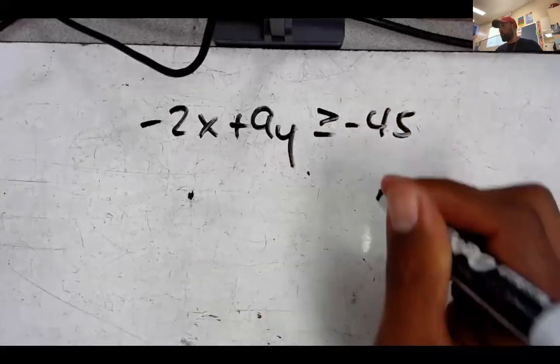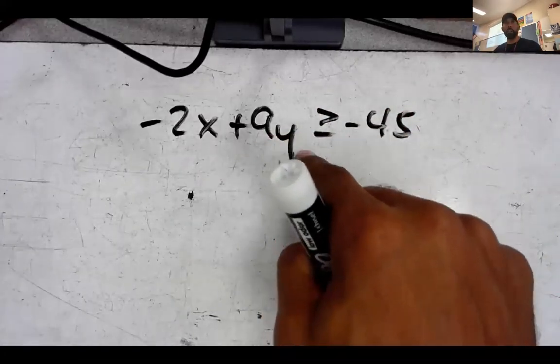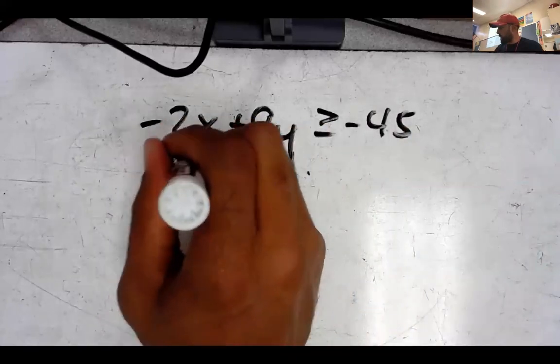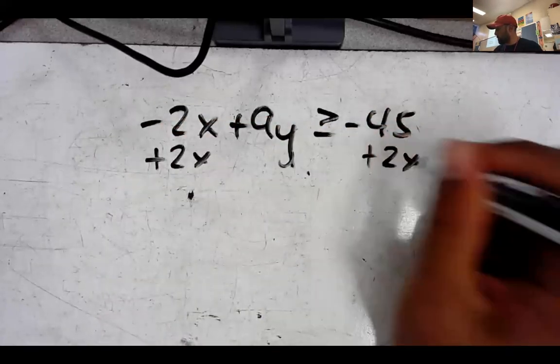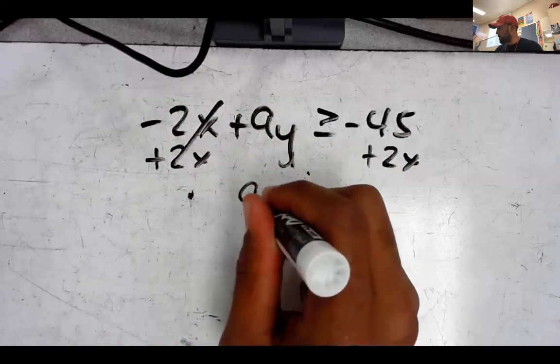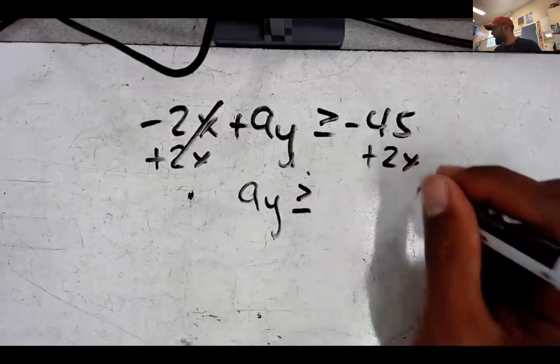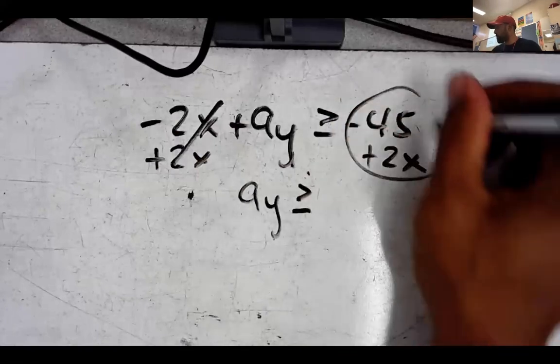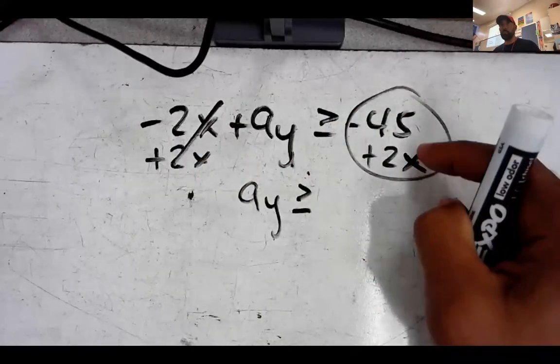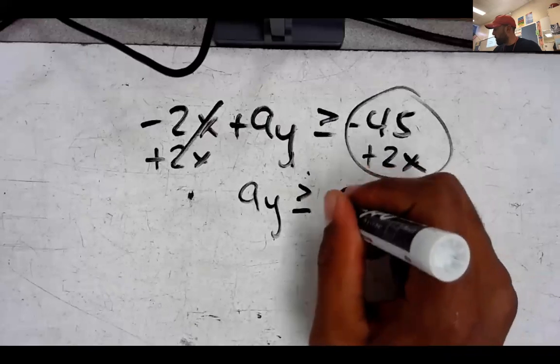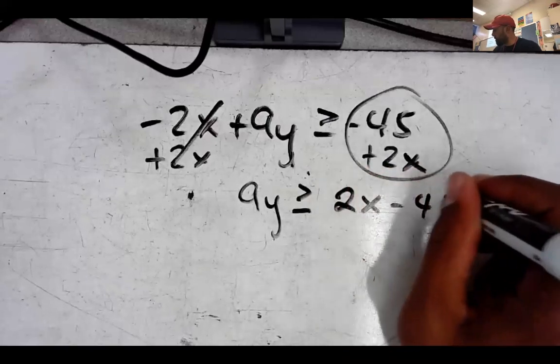All right, so now what I have to do is I got to get that y by itself. So first I add 2x. That goes away. You always treat this like an equation, by the way. And now I can't add these two, right? Because those are not like terms. One has x and one doesn't. So then I write 2x minus 45.